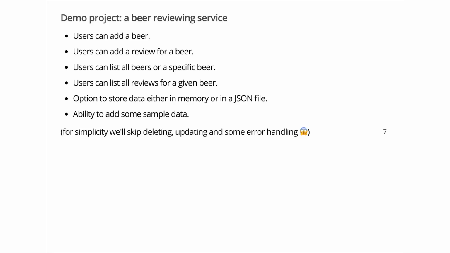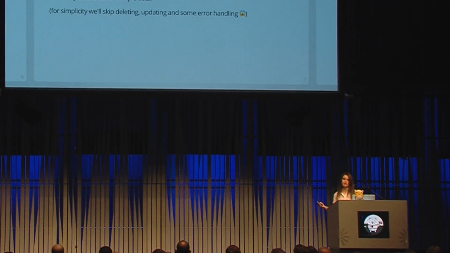So imagine you're asked to write a beer reviewing service where the users can add a beer, they can add a review for a beer, and then they can list all the beers, or they can list a specific beer, or they can ask for reviews for a specific beer. So that's your functionality spec. And then for simplicity, forget about updating or deleting.